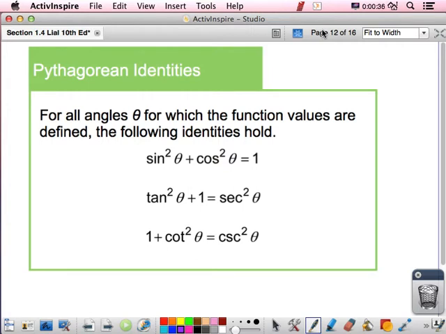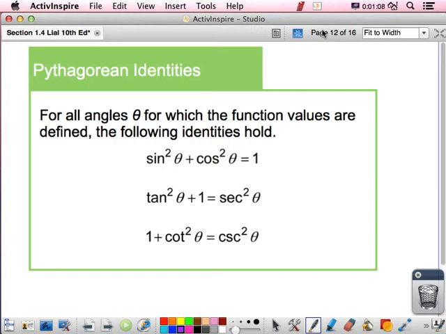These are the Pythagorean identities, and you can see that just like the Pythagorean theorem, everything is squared in them. We have sine squared plus cosine squared always equals 1, as long as the two angles are the same. So for example, sine of 30 and cosine of 30. If you take the sine of 30 and square it, and then add the cosine of 30 squared, it has to always equal 1, which I think is really neat.